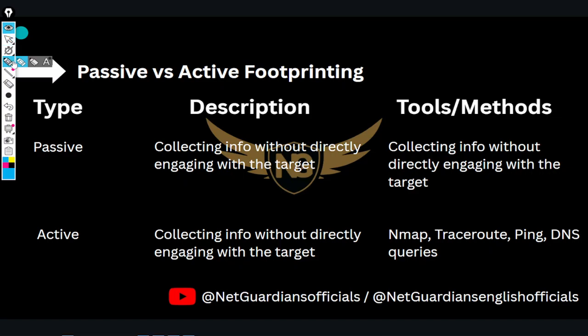There are two types of footprinting. Actually, there are two types of every attack in cybersecurity: first is passive, second is active. So first is passive footprinting, second is active footprinting. Now, what is passive footprinting? Passive footprinting means you are not going to gather the information directly with your target.